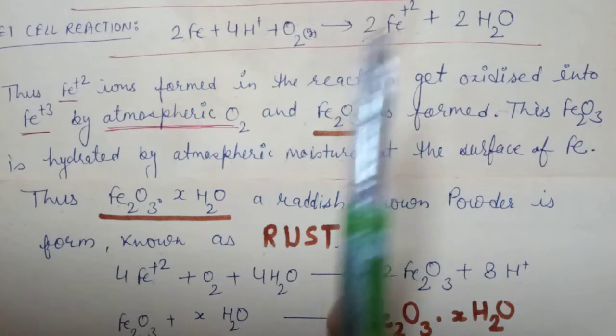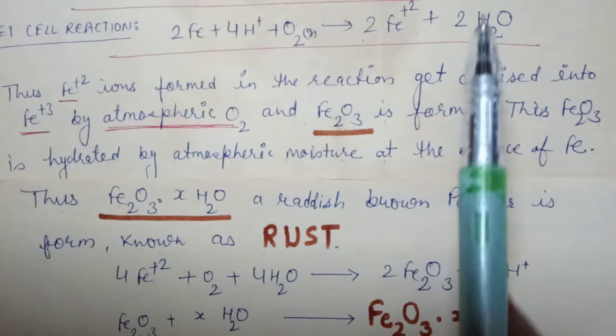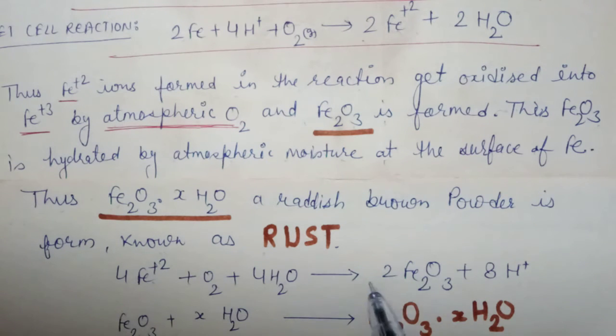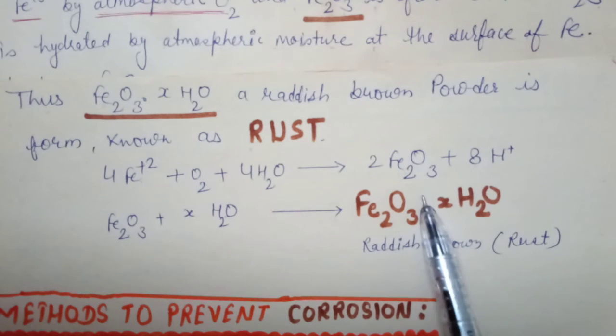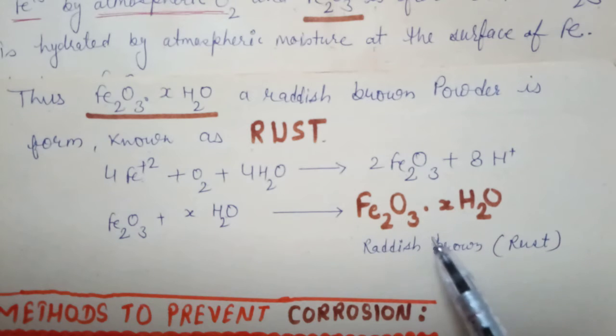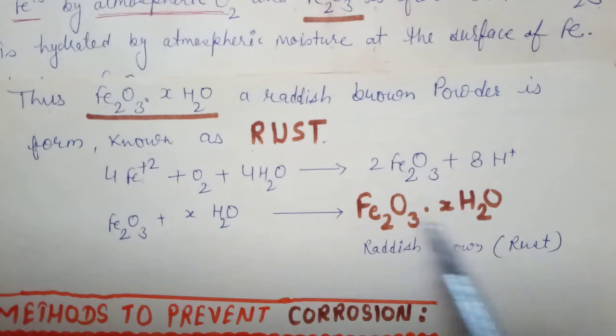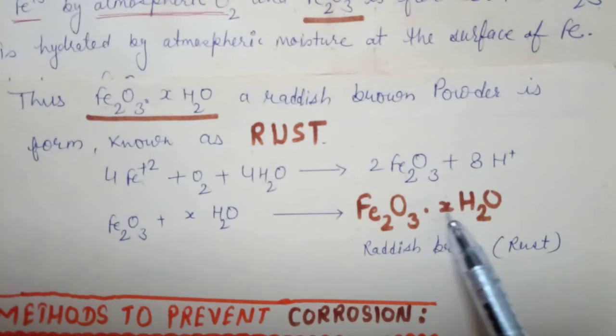For Fe2+ ions, these Fe2+ ions plus atmospheric O2 plus H2O form Fe2O3, and this Fe2O3 absorbs xH2O to make Fe2O3.xH2O. Actually this is the rust. Okay, now what is the formula of rust? It is Fe2O3.xH2O. It is also a very important question for board exam. Give the formula of rust of iron. Fe2O3.xH2O, where x can be 2 or 3.